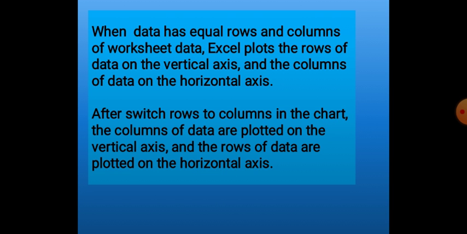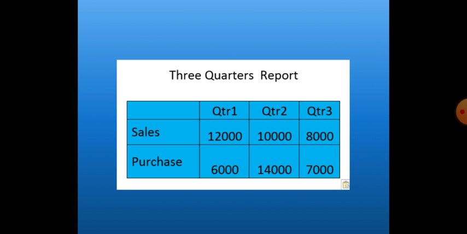Now, in both cases, if we use the Switch Row/Column option, what happens? Column data is plotted on the vertical axis and row data is plotted on the horizontal axis. Just see, in this table you will find that there are 3 columns showing the quarters for a company, and there are 2 rows showing sales of units and purchase of units.